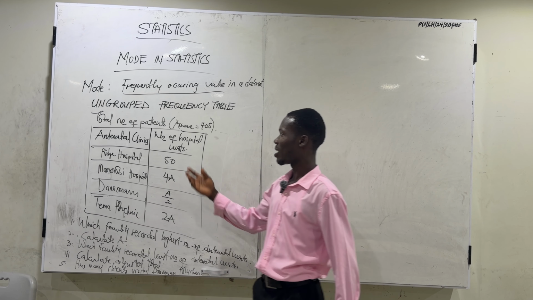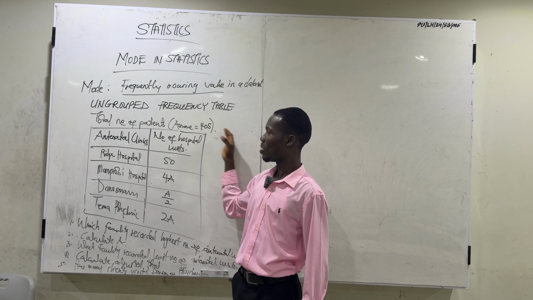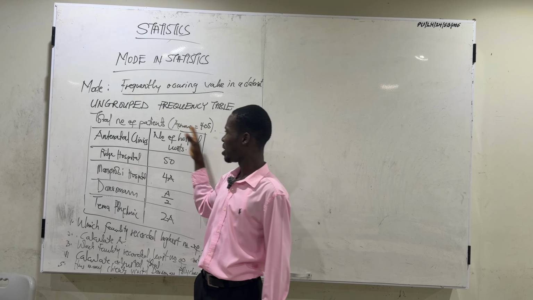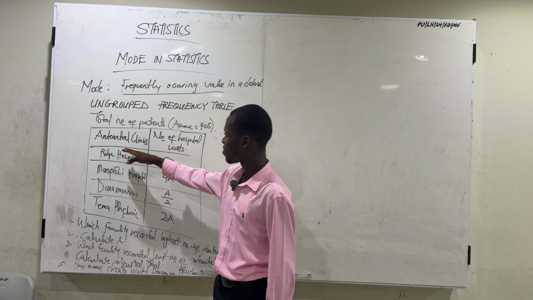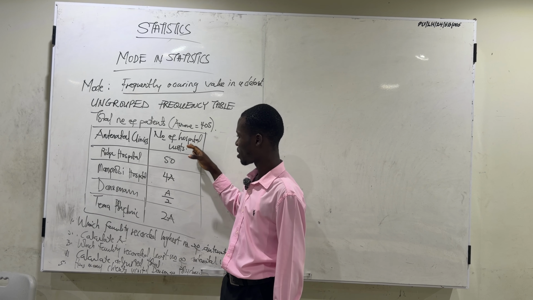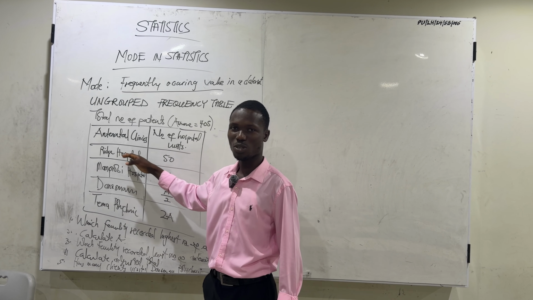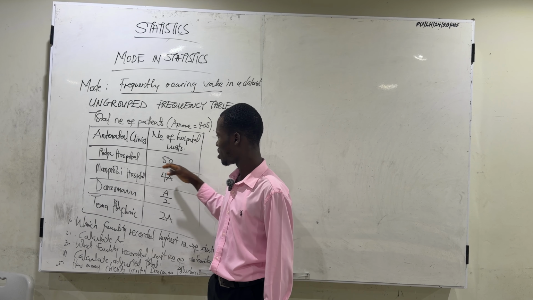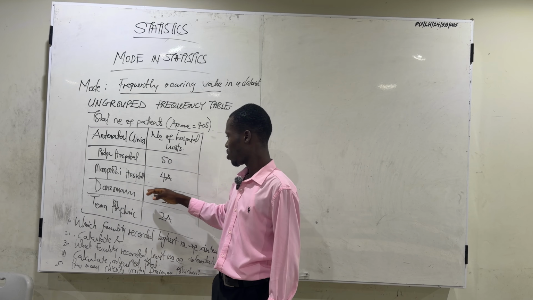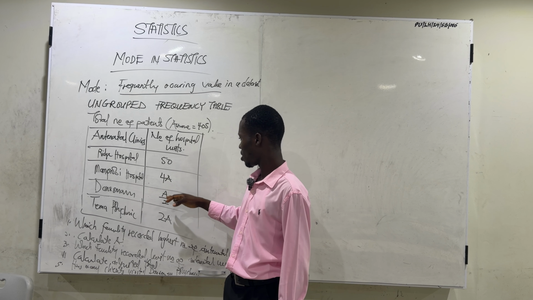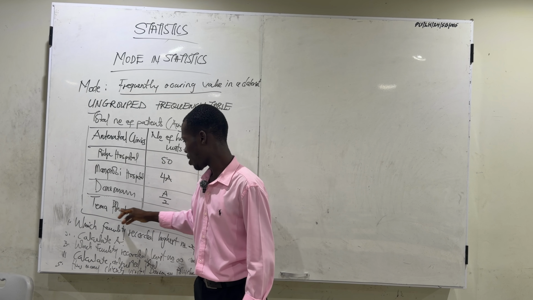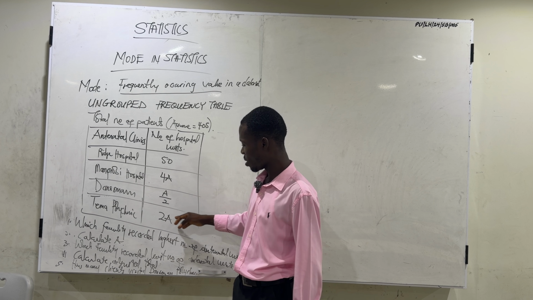All right, so let's look at this question. For this question, we have been given an assumed total number of patients, and we have antenatal clinics and the number of hospital visits. We have Ridge Hospital, which is 50. We have Mamprobi Hospital, which is 4A. We have Dansuma Hospital, which is A over 2. We have Tema Polyclinic, which is 2A.